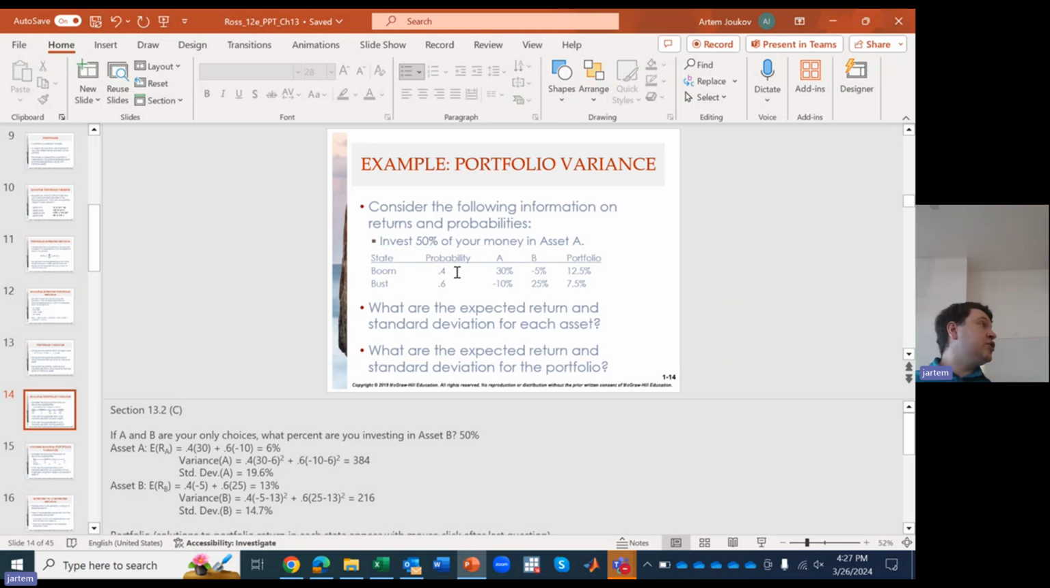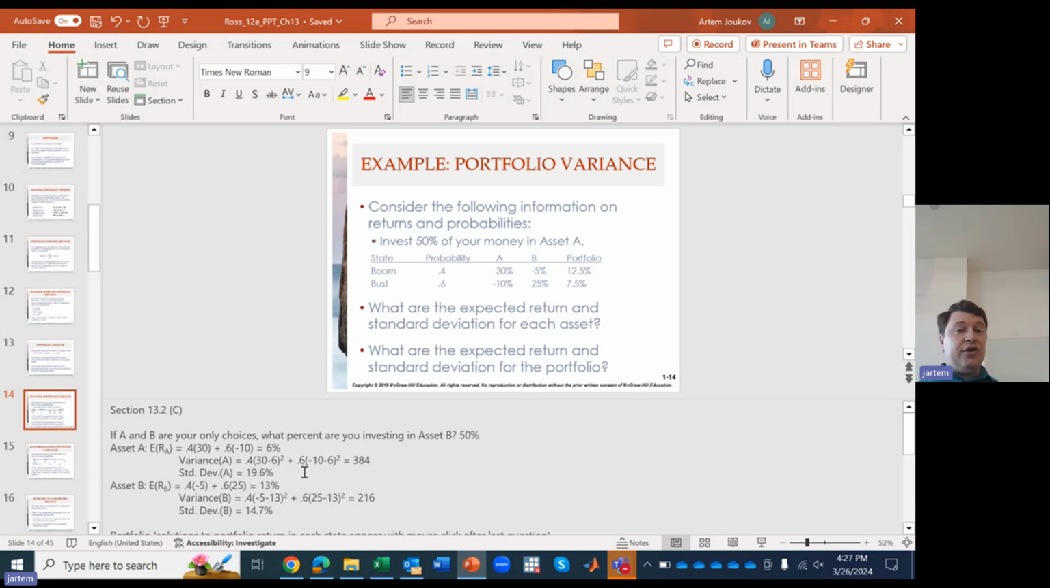Now let's look at the expected return for asset A. Probability of a boom is 40% or 0.4. So we multiply 0.4 times 30, because that's the result for asset A in that state. Plus 0.6, which is a bust, and in a bust you get this negative 10 return, which we get from our chart. So what's the expected return? When you add those two products together, you get 6%.